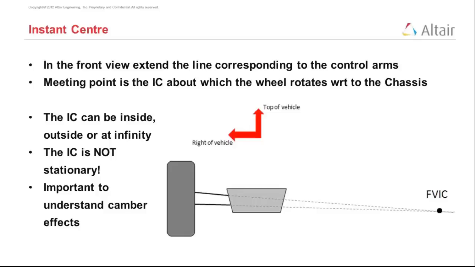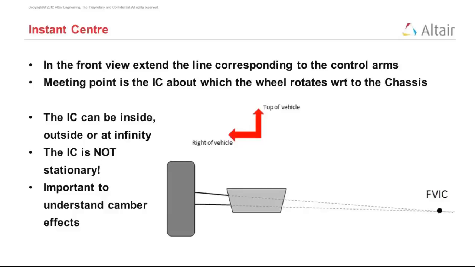That is, if the tire is moved up and down right now, it is as if this tire is moving about that point, and the distance between the FVIC and the tire center is the radius of curvature at which this tire moves. The IC can be inside the vehicle, it can be outside the vehicle, it can be on the other side of the vehicle, or it can be at infinity.